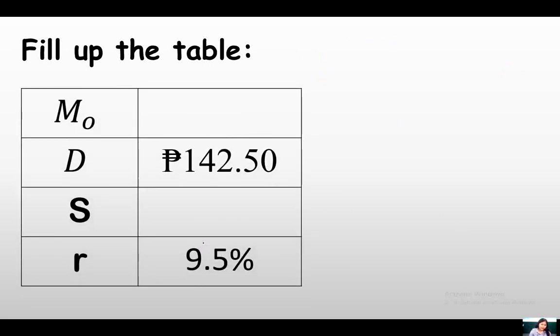Okay, again, fill up the table. The missing value is the cost price, where cost price is equal to discount over rate. And we are also asked to get the selling price, where the selling price is cost price minus the discount. Okay, so we can get the cost price. What is the value for the discount? How much is the discount?